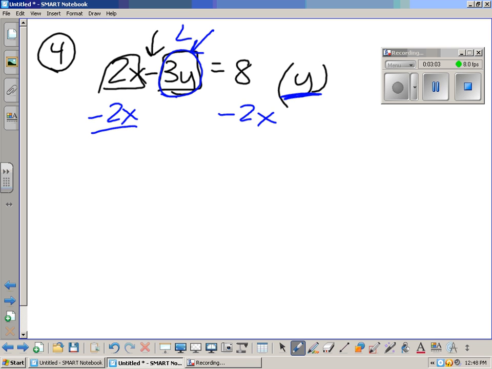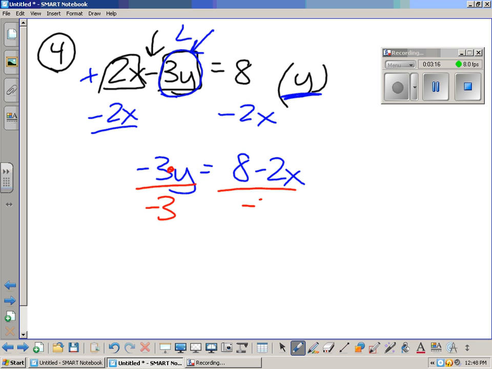So I'm going to start by subtracting 2x from each side because that was a positive 2x. I'm left with negative 3y. On the right side, I get 8 minus 2x. Then, since the negative 3 and the y are separated by multiplication, I use the inverse operation, which is division. So my answer is 8 minus 2x, that quantity divided by negative 3.